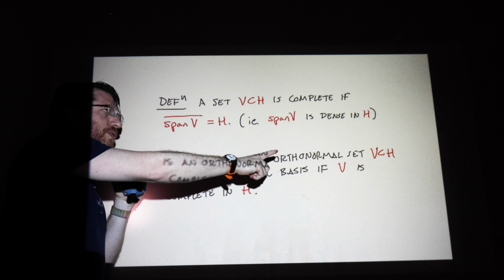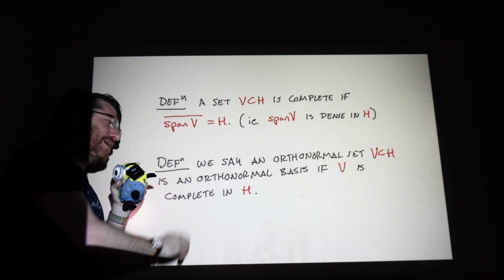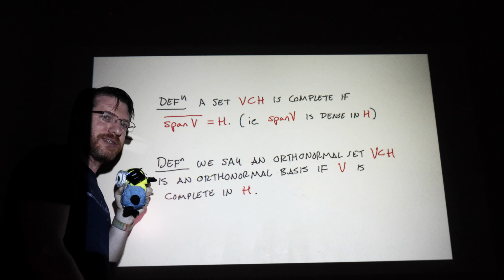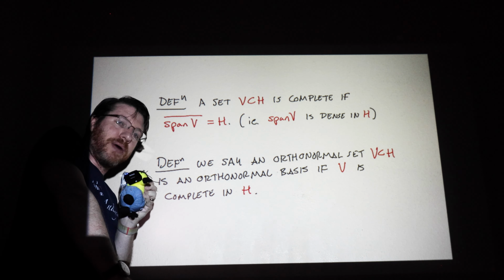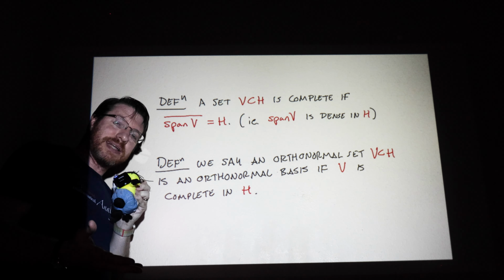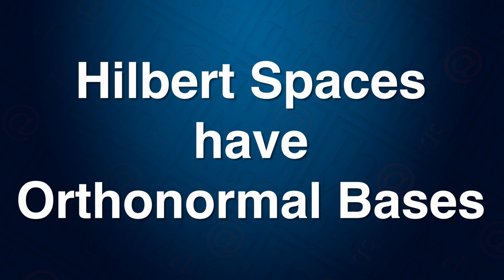We say an orthonormal set V in H is an orthonormal basis if V is complete in H. And so that's really what we're trying to show with this L2 of negative pi to pi. We've demonstrated that we have an orthonormal set, but we don't know it's actually complete inside of L2 of negative pi to pi, and that's what we want to show. So what we're going to prove here is that every Hilbert space has an orthonormal basis.